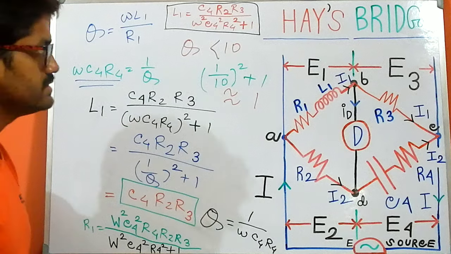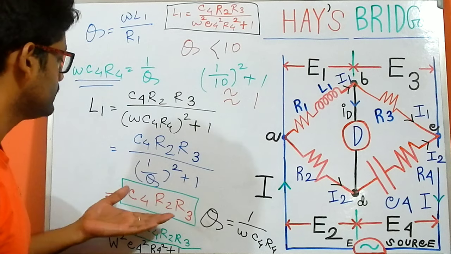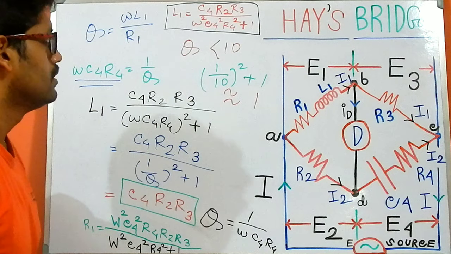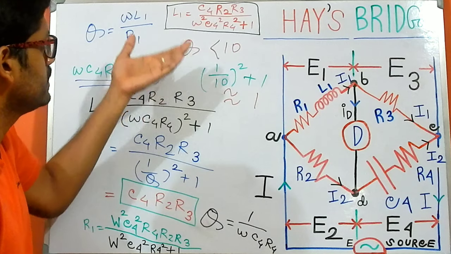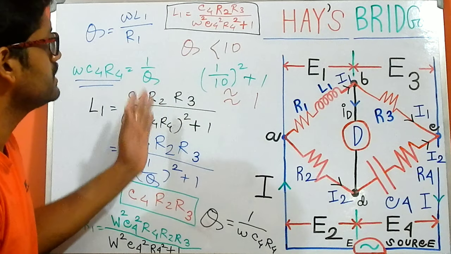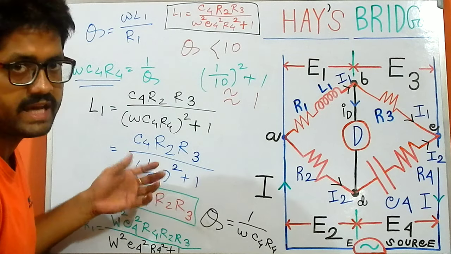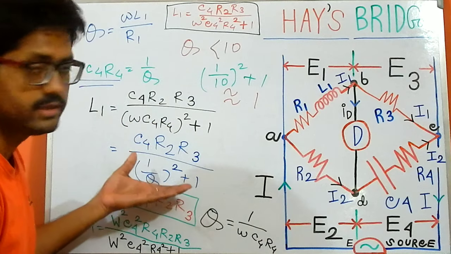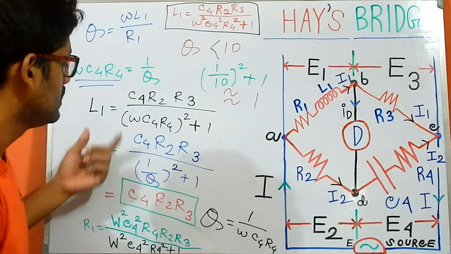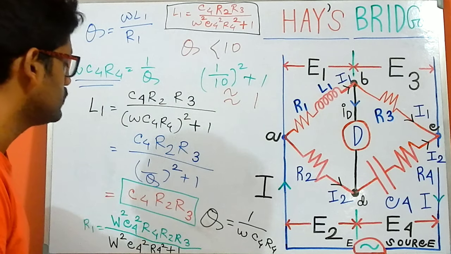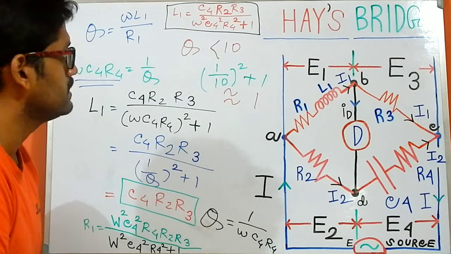Lastly, the major advantage of this Hayes bridge is very simple. I can see that the L1 expression is very simple. If I consider that the Q value is way bigger than 10, especially bigger than 10, then I can say that the denominator portion is eliminated. As you can see, this lower portion is very low, so I can nullify this expression over here and consider this lower part as only 1, and only C4 R2 R3 will be present. And you can see that the L1 expression is very easy for our Hayes bridge operation.